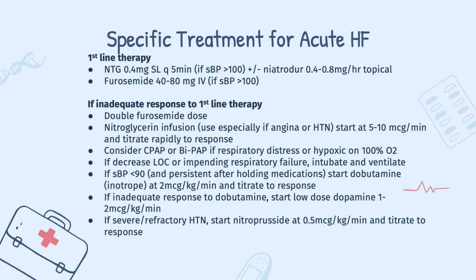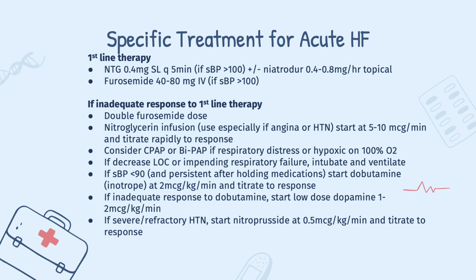So our specific treatment, first-line therapy, is our nitro and our Lasix. If we don't have a good response to our first line, I hit them with another dose of Lasix. We can consider a nitro infusion, especially if we have a patient who also has angina or is hypertensive, and we can titrate that. We talked about CPAP and BiPAP, really important there.